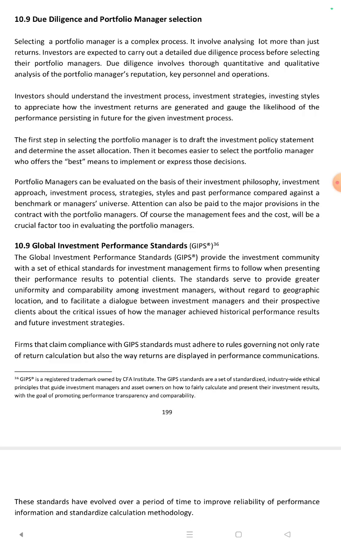Global Investment Performance Standards. The Global Investment Performance Standards provide the investment community with a set of ethical standards for investment management firms to follow when presenting their performance results to potential clients. The standards serve to provide greater uniformity and comparability among investment managers without regard to geographic location and to facilitate a dialogue between investment managers and their prospective clients about the critical issues of how the managers achieved historical performance results and future investment.